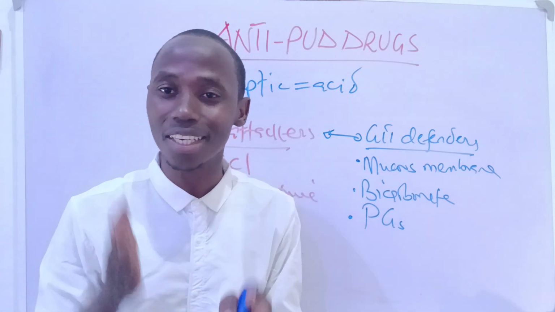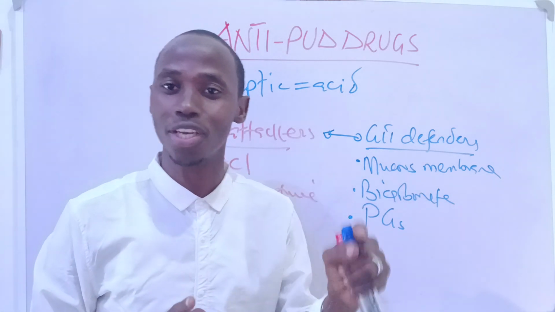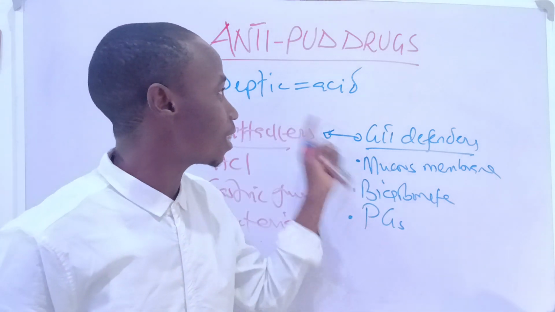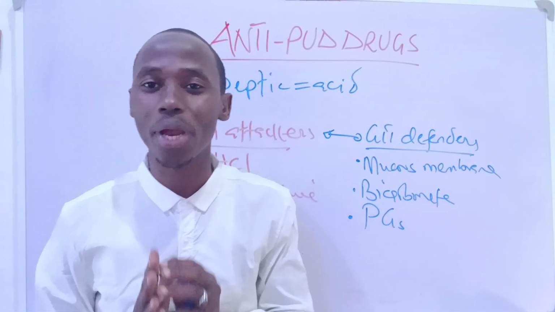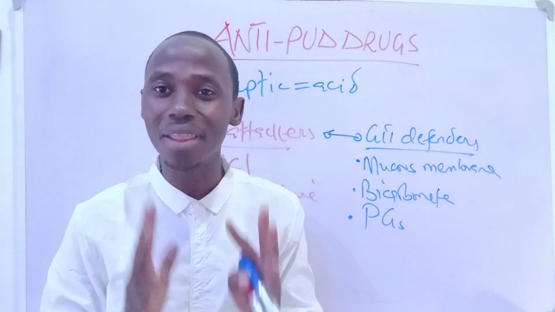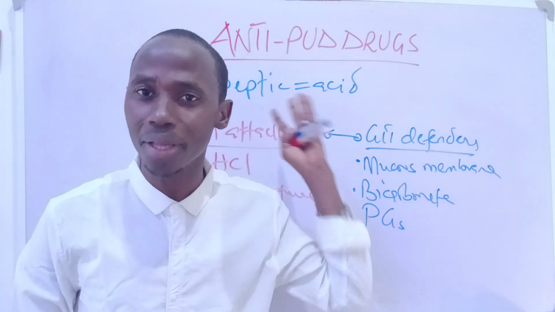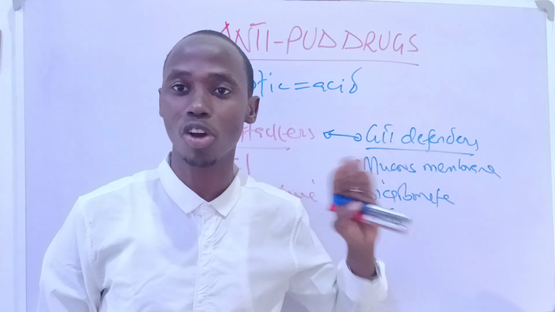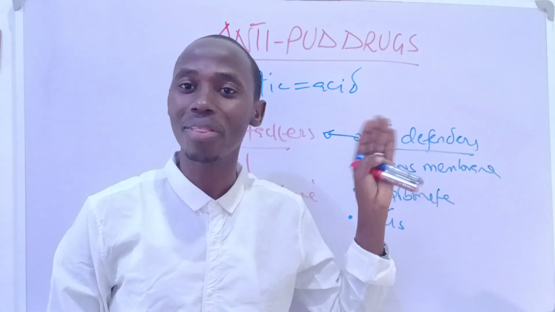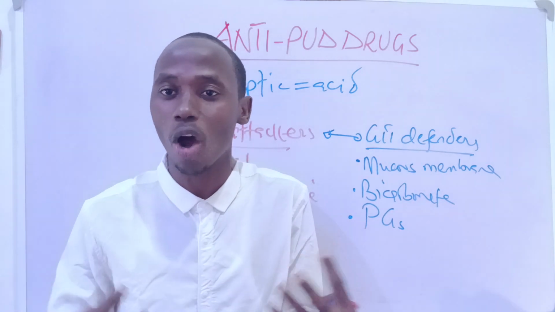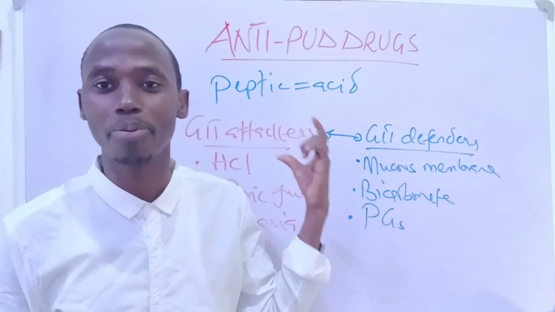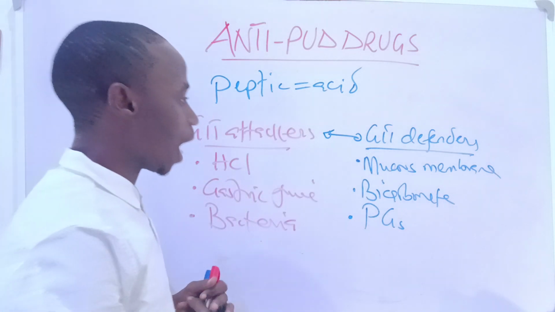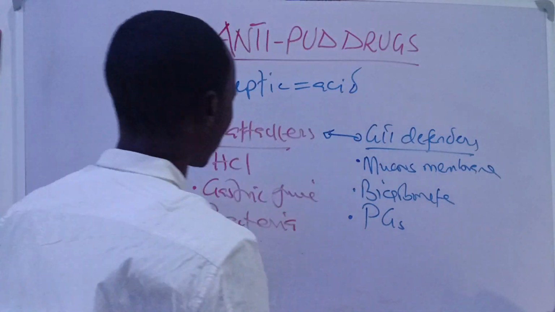If there is disruption in this balance, the end result might be peptic ulcer disease. So what we are saying is, when the GIT attackers overpower the GIT defenders, or when the GIT defenders can no longer contain the GIT attackers, there are chances of developing peptic ulcer disease.